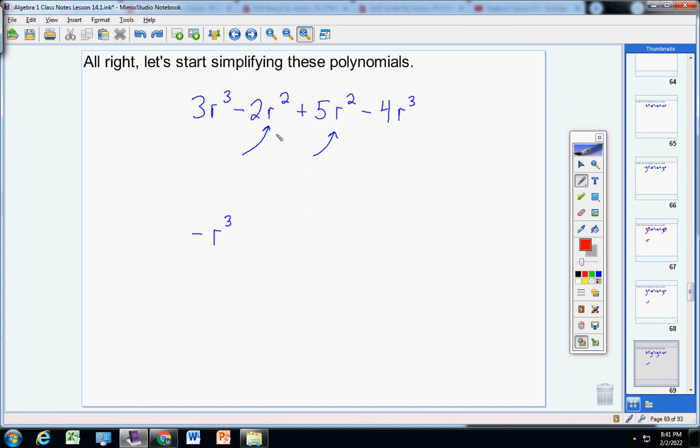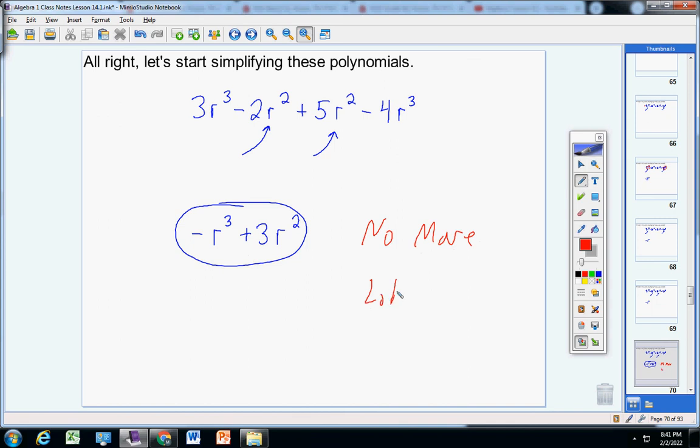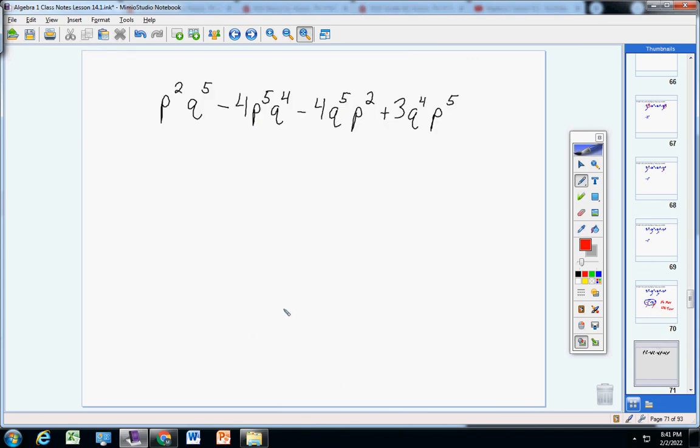Now, I have an r squared and an r squared. They're like terms, negative 2, positive 5, positive 3r squared. You know you're finished because you have no more like terms. This is an r cubed term. This is an r squared term. So you are finished.